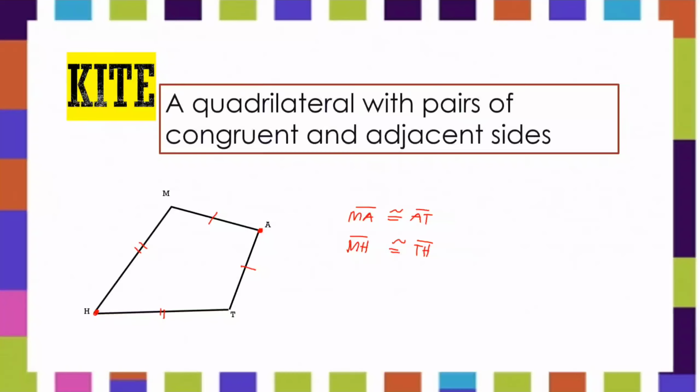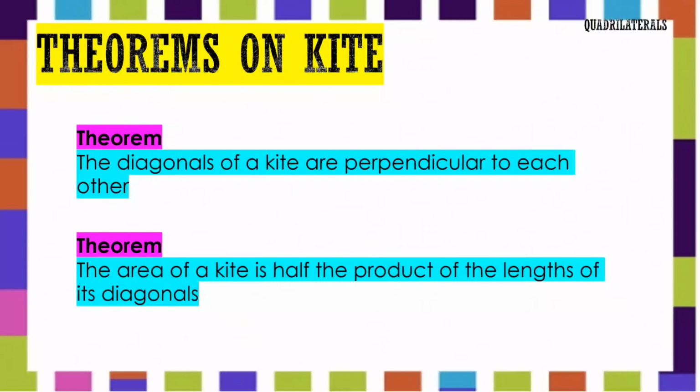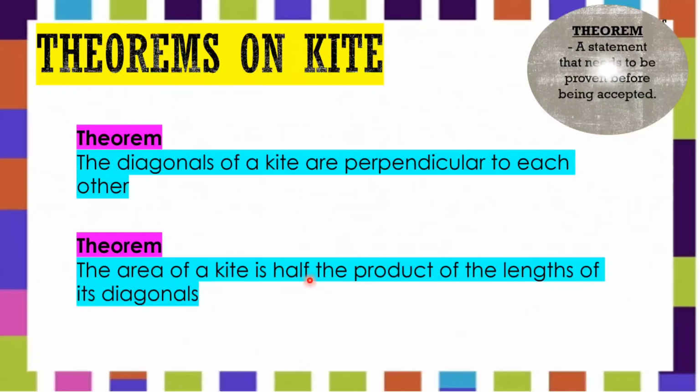So, let's try to prove the theorems on kite. So, ano ba yung theorems ng kite? So, we have two theorems. One states that the diagonals of a kite are perpendicular to each other. So, again, when we say perpendicular lines, those are the lines that meet to form right angle. Another one is that the area of a kite is half the product of the lengths of its diagonals.